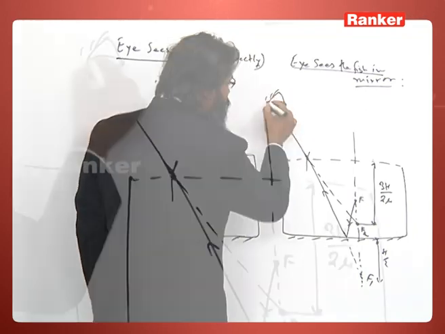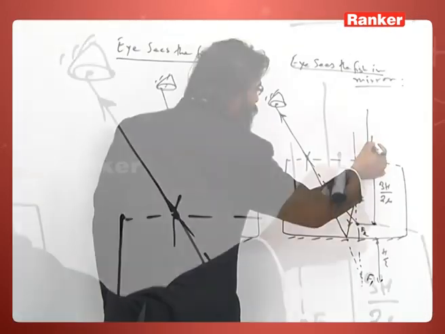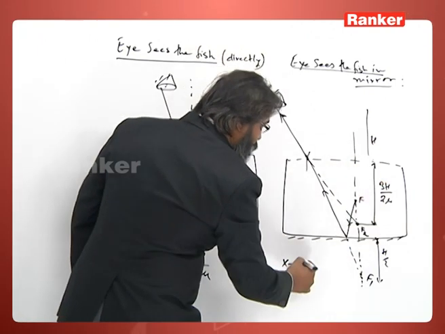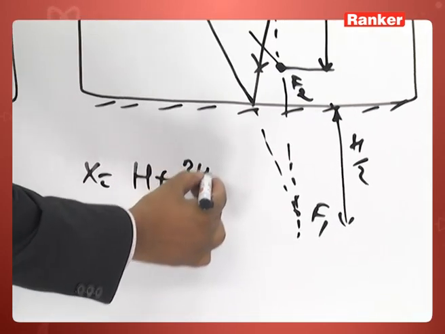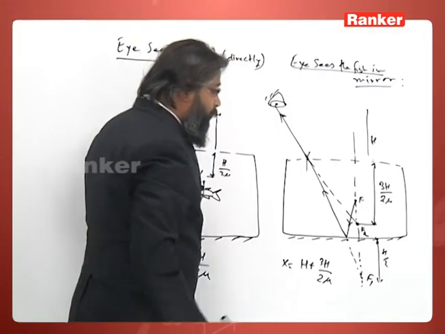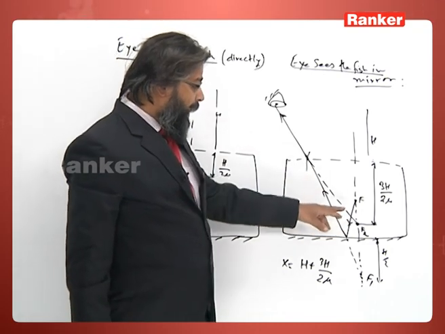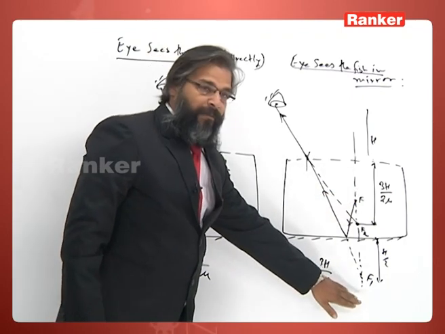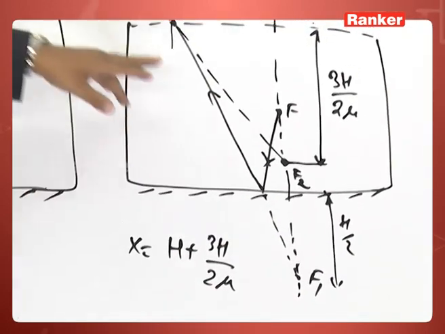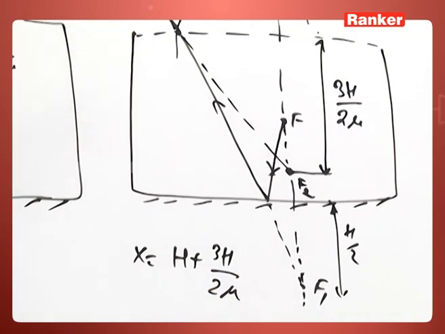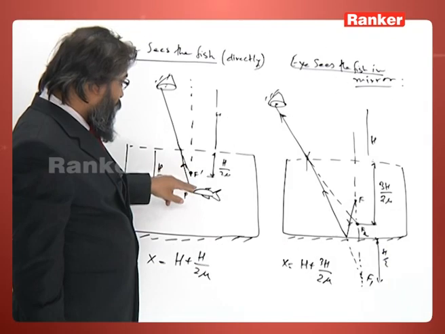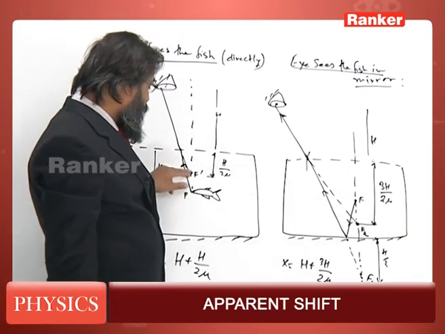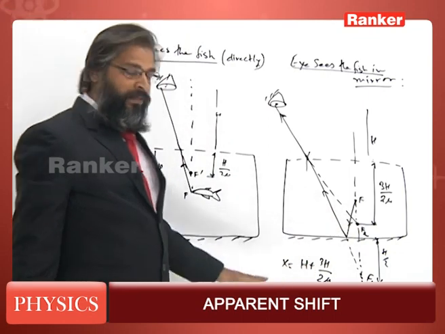This is normal incidence. This is an exaggerated diagram. This is h. So, here x becomes h plus 3h by 2 mu. So, this is how, with the help of the ray diagram, the eye sees the image of the fish in water, here directly and here the image of the fish in water. So, two images will be seen by the eye, one directly, one by the reflection due to the plane mirror. So, two images are there, one is formed here, f dash, one is at f2, note it.